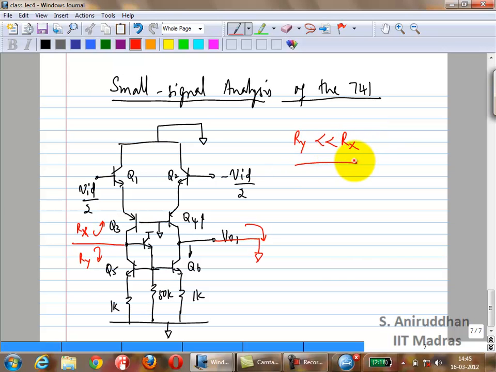So to simplify things for us, to calculate the approximate gain, we are going to take this guy and short it to ground also. Is that valid? Yeah, as long as this impedance is very small compared to this. If it's a couple of orders of magnitude smaller, it's definitely valid. So we're going to take this, short it to ground.